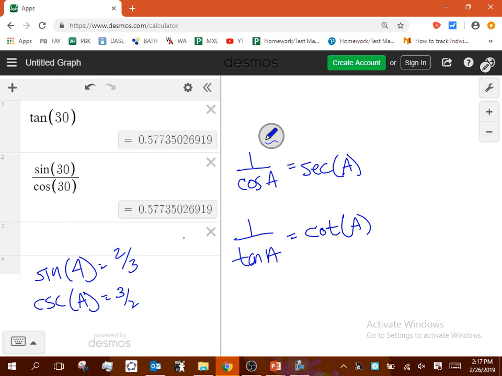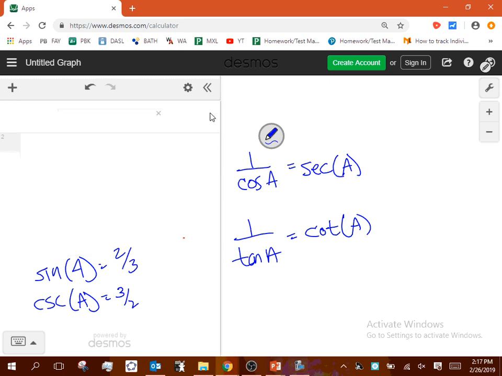So what we're saying here now, your TI-84 does not have this button. None of your calculators have the secant, cosecant, cotangent buttons because it would take up space physically on your calculator, right?